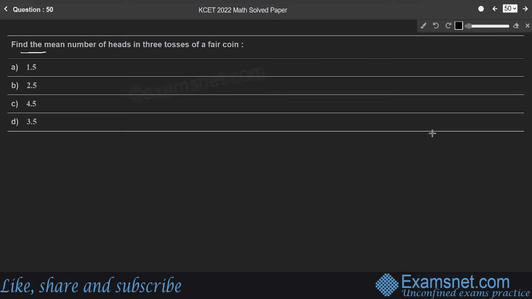Question 50. Find the mean number of heads in 3 tosses of a fair coin. So this question is based on probability distribution. Here the question is the mean of the number of heads. So when you toss a coin 3 times, first we have to consider the number of times you get heads, at least once. So what is the mean of that number?